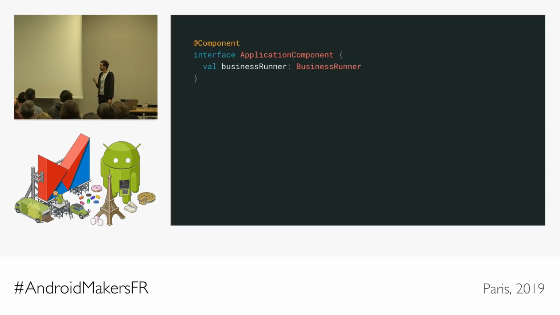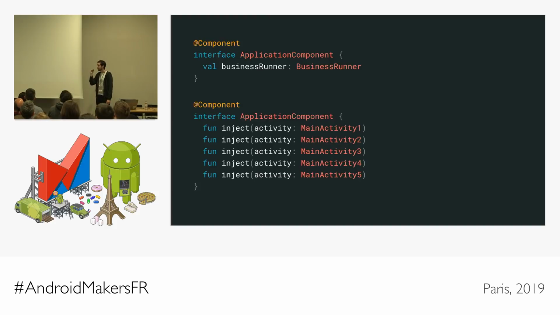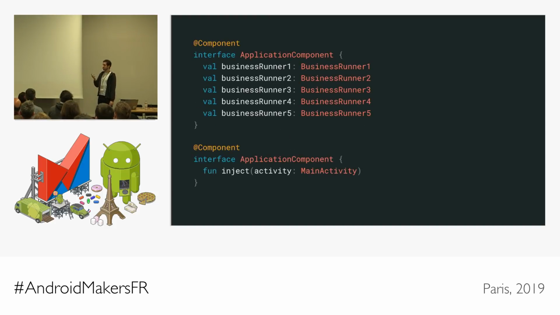So one interesting thing to keep in mind when comparing these two ways to interact with the Dagger component is how they scale. If I want to inject the same business runner in 5 different activities, I don't really have to change anything there, but I need 5 different injects, 1 per activity. But then the opposite is also true, right? If I want to inject 5 different business runners in the same activity, I need to expose all of them in my component, and I just need 1 inject, and that's it.